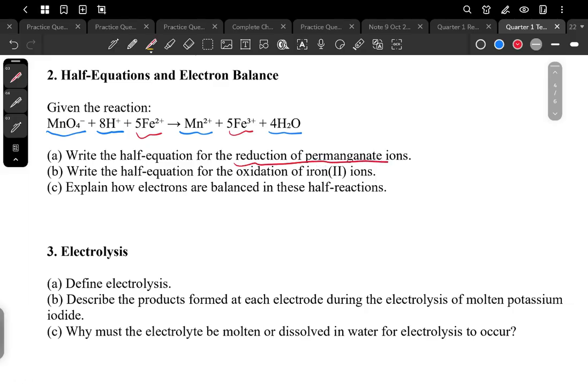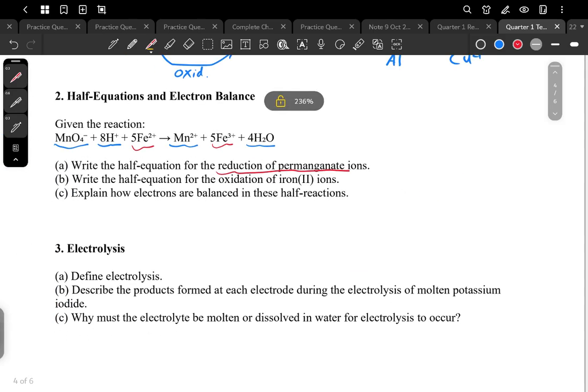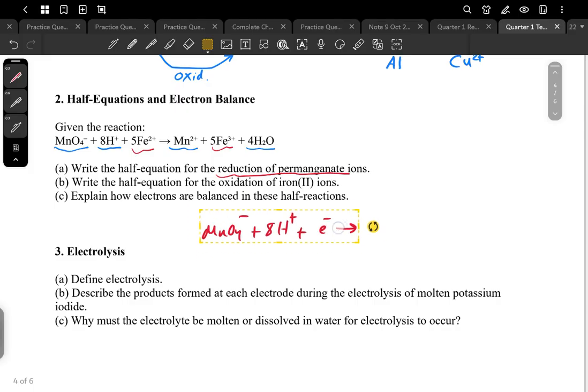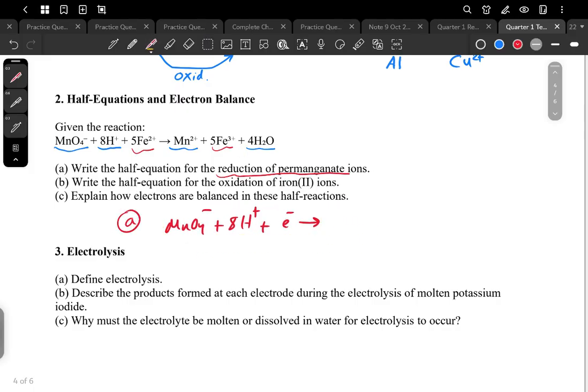It is already given: reduction of permanganate. So MnO4 negative, this is called the permanganate ion, plus 8 hydrogens. Reduction means gaining of electrons, right? So I'm going to add plus electrons, giving. So this is A. Okay. So at the other side, I'm going to write.